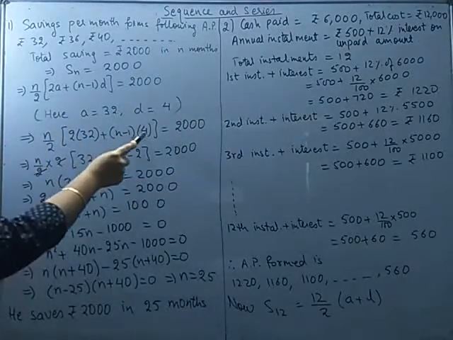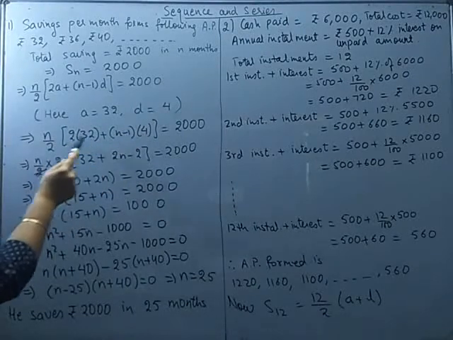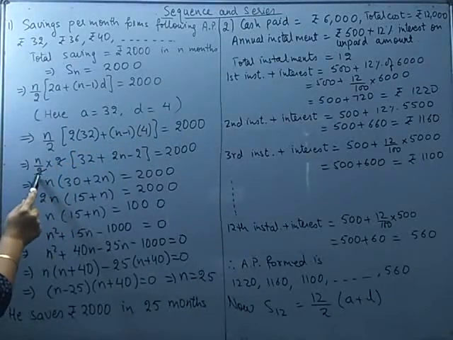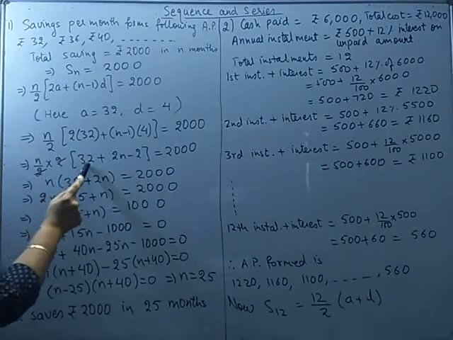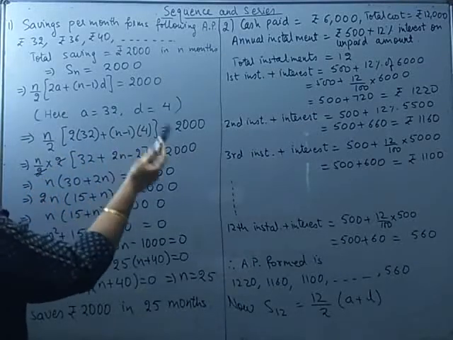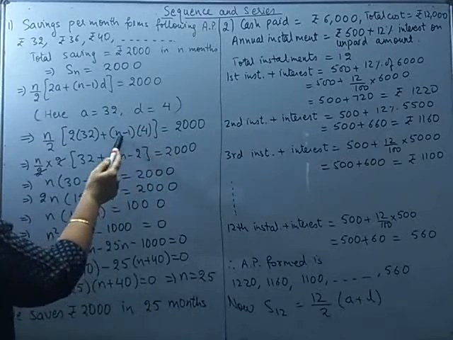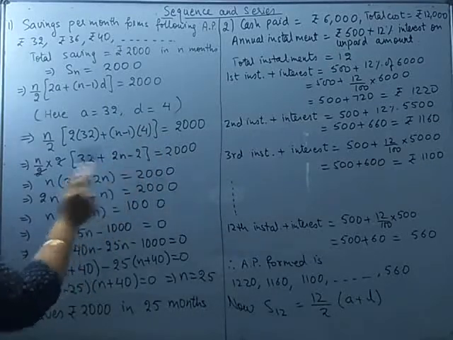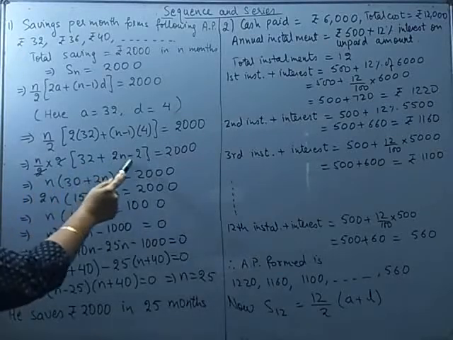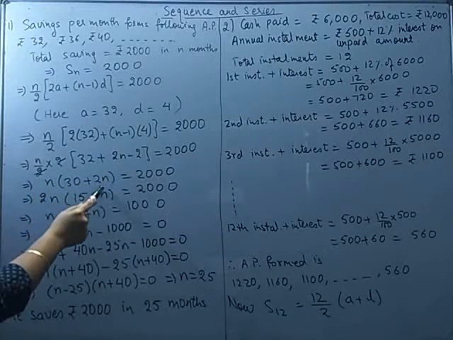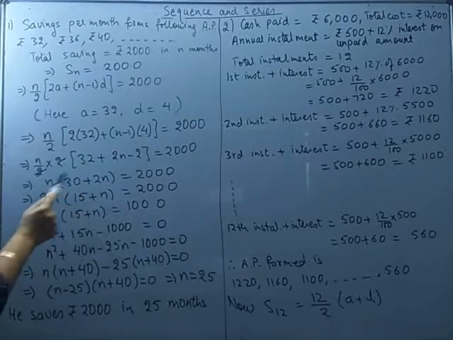So what I have done, firstly I have taken 2 common from these two. If I take 2 common, it will get cancelled out with the 2 in the denominator. So here I am only left with 32, and out of this 4, 2 is already taken out. So 2 into n minus 1, that means 2n minus 2. Now simplifying it, 32 minus 2 is 30 plus twice of n. So this multiplied with n is equal to 2000.